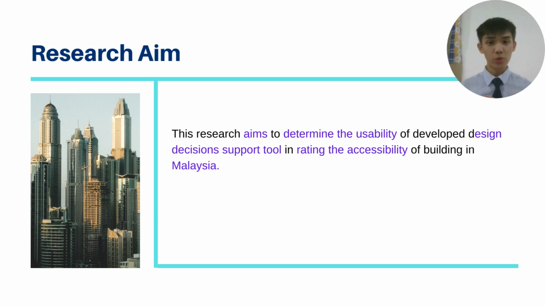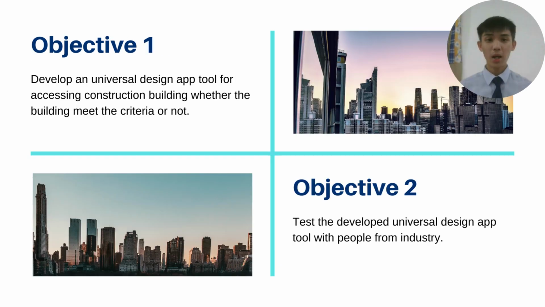My research aims to determine the usability of the developed design decision support tool in rating the accessibility of buildings in Malaysia. My first objective is to develop a universal design app tool for assessing construction buildings, whether the building meets the criteria or not. The second objective is to test the developed universal design app tool with people from industry.